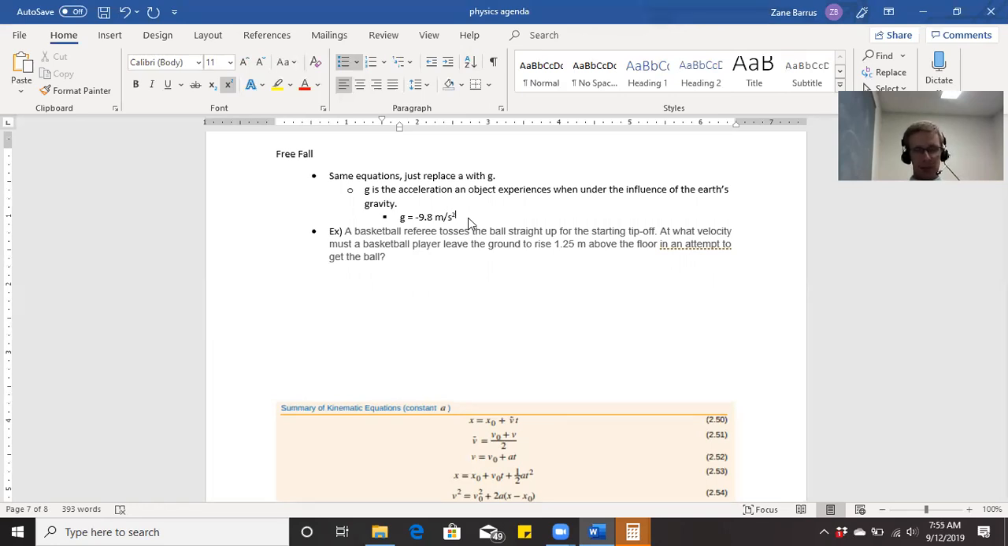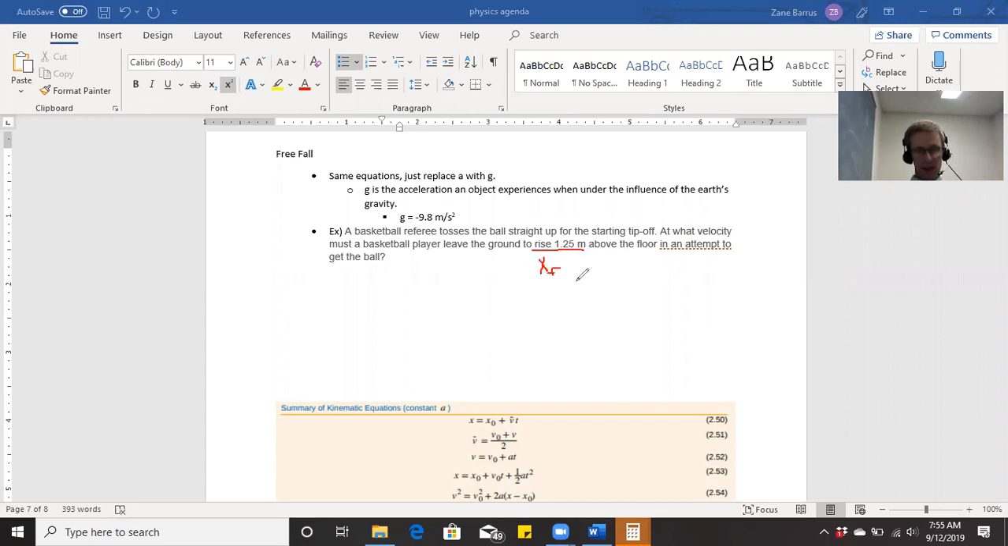Okay, so in this example, we have a basketball referee tosses the ball straight up for the starting tip-off. At what velocity must a basketball player leave the ground to rise 1.25 meters above the floor in an attempt to get the ball? Okay, so we've got a couple of things they're telling us here. We want the basketball player to rise 1.25 meters. So they're giving us a final position they want us to be in.